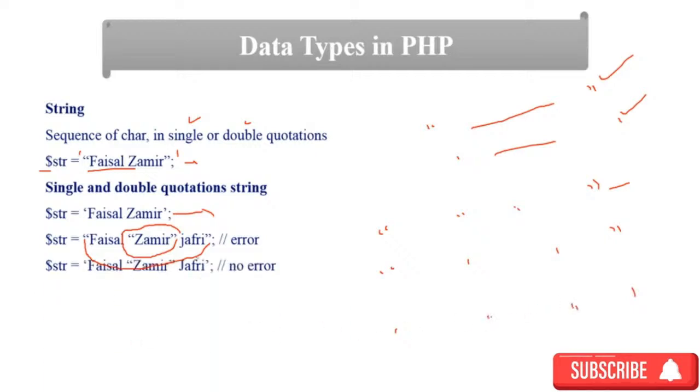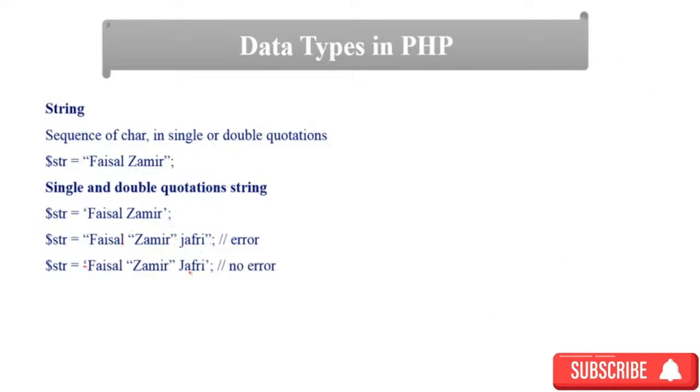In another example, you can see that this is single quotation outside, but we are using a double quotation inside the single quotation. It is a correct one. Another is double quotation outside, and inside we are using single quotation. This is also correct.